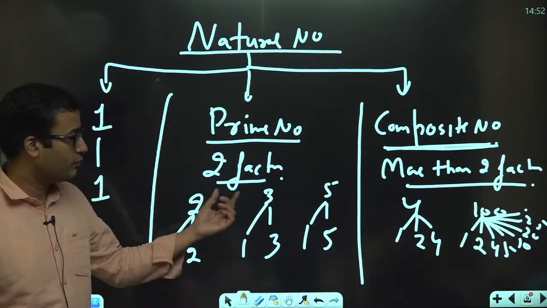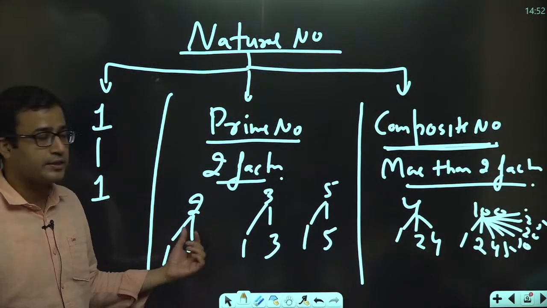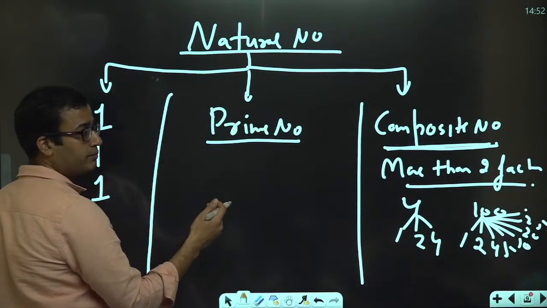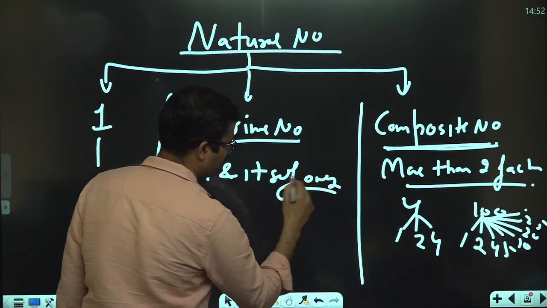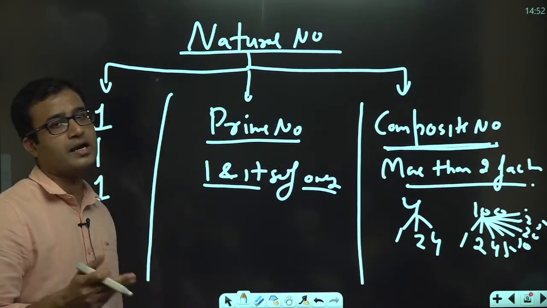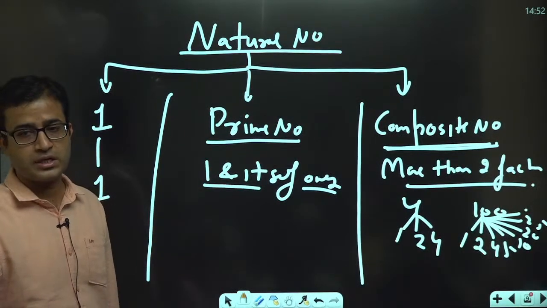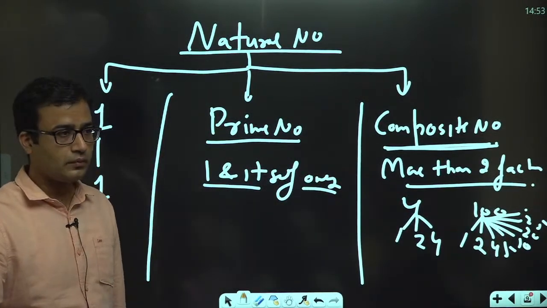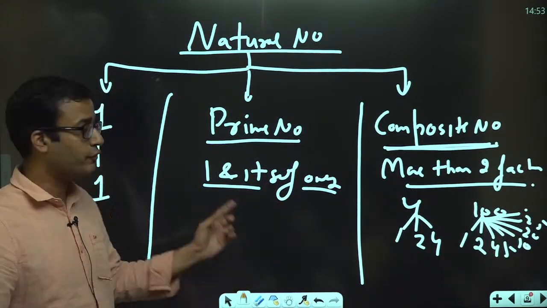Then he realized when there are 2 factors, 1 is common and that number itself. That's why we have the definition of prime number. What is the definition of prime number? Prime numbers are those natural numbers which are divisible by 1 and itself only. There are certain natural numbers which are divisible by 1 and itself only, and we started calling these prime numbers. And other than that, composite numbers. So prime numbers have exactly 2 factors, composite numbers have more than 2 factors, 1 has 1 factor.